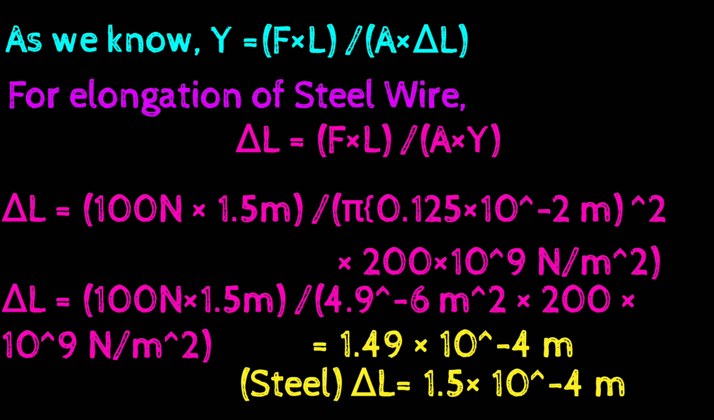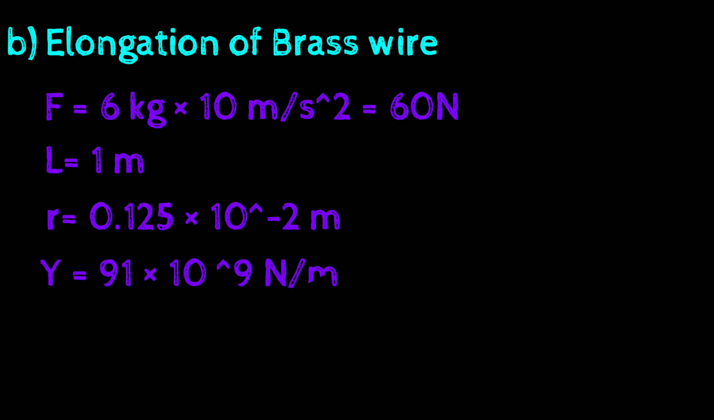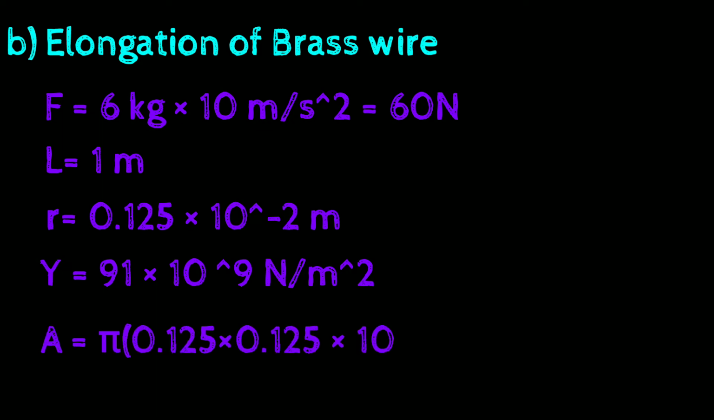Now we will calculate the elongation of brass wire by the load. So in this the force equals 6 kg into 10 meter per second square equals 60 Newton. Length equals 1 meter and radius equals 0.25 into 10 to the power minus 2 meter, and value of Young's modulus equals 91 into 10 to the power 9 Newton per meter square, and here area equals pi into 0.25 into 0.25 into 10 to the power minus 4 meter square.